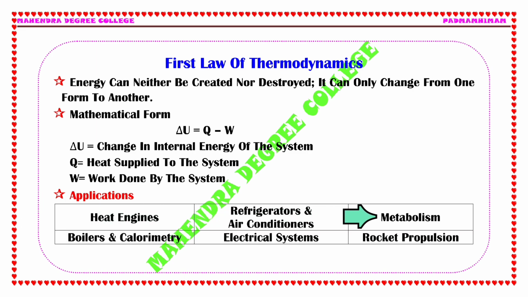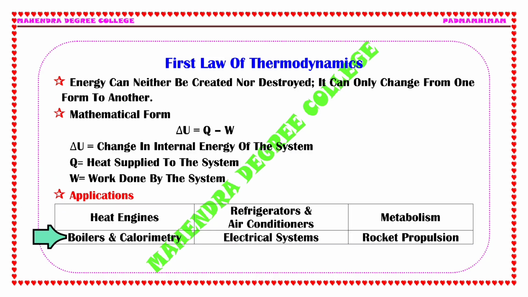Third one, human body, means metabolism. Food contains chemical energy. In digestion, the chemical energy is converted into internal energy and work like walking, breathing, muscle movement. It is also released to maintain body temperature. Example: running and exercise.